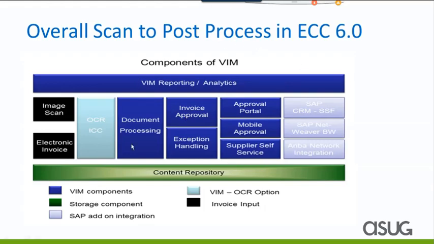This is something that's in ECC 6, and there are some changes in S/4HANA, which is in the next slide. So if you see, these are SAP add-on integrations. This is a storage component where the image actually gets stored. It should not be SAP; in most cases with ECC 6 it is SAP, but it should be a content server like OpenText or Documentum or whatever. These are the VIM components. Lots of people say VIM is outside SAP. No, no, no, no. VIM is inside SAP.